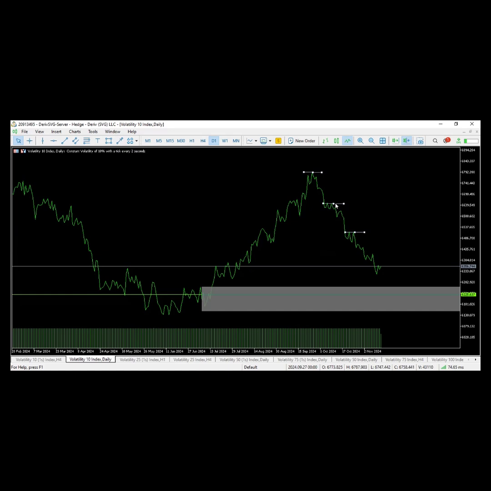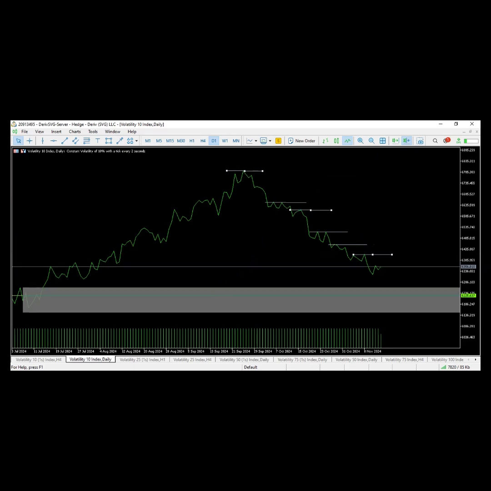Understand? So this is a high, lower high. In fact, there is another one over here. From here, we also have a lower high somewhere there. And then this is the most recent lower high. Can you see that?